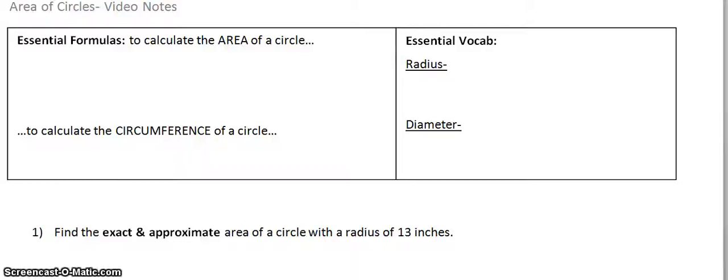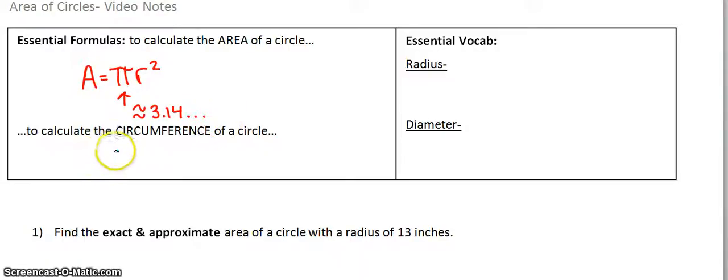Hi everyone. The goal of this video is to learn how to calculate the area of circles. In order to do this, we need to know the formula to calculate the area of a circle, which you should all write down: area equals pi r squared. Remember that pi is actually a number, not a variable. It's approximately equal to 3.14, on and on and on. It's an irrational number, which means it would go on forever.